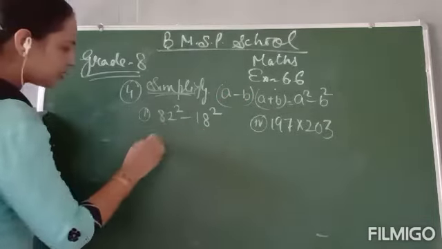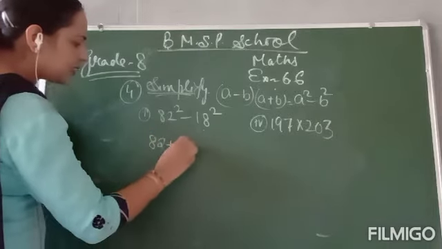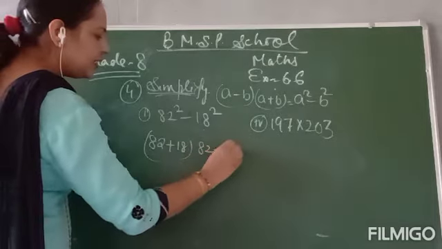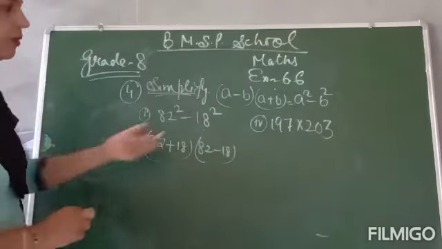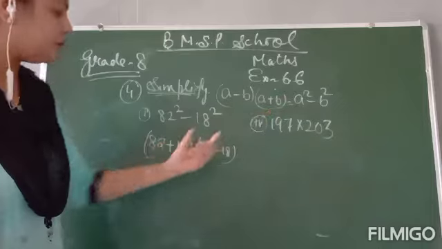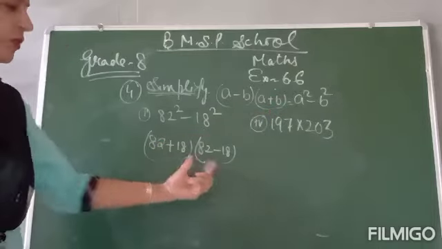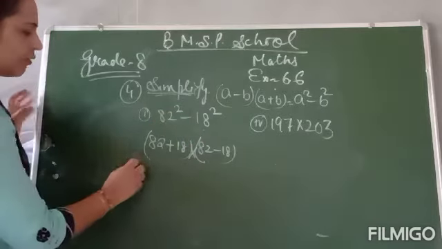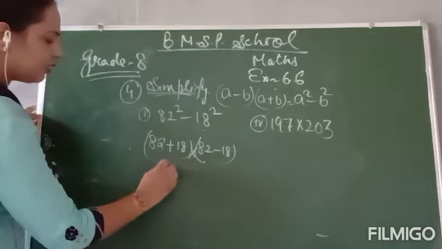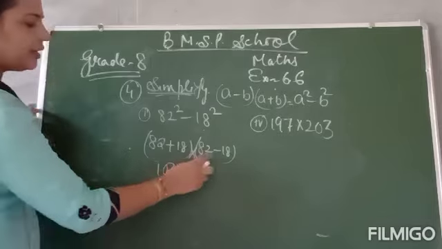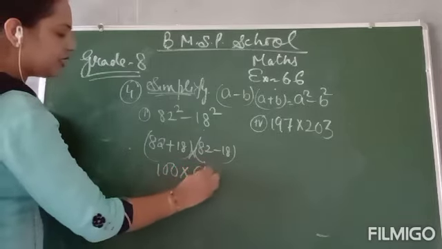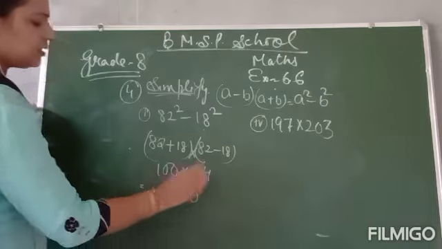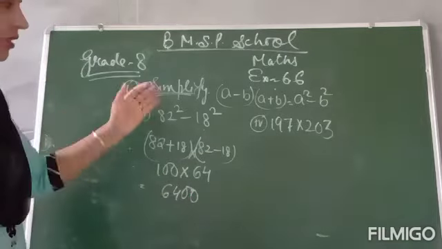Now do this one. 82 plus 18, 82 minus 18. Okay. Because there is a minus b, a plus b, one time addition, one time subtraction. If there is no sign between brackets, it means multiply. When I add 82 plus 18, I got 100. 82 minus 18, I got 64. Multiply it, it becomes 6400. Okay, this is my answer.